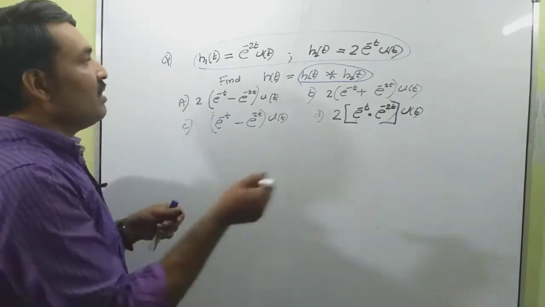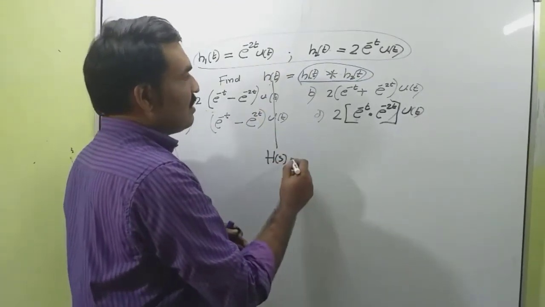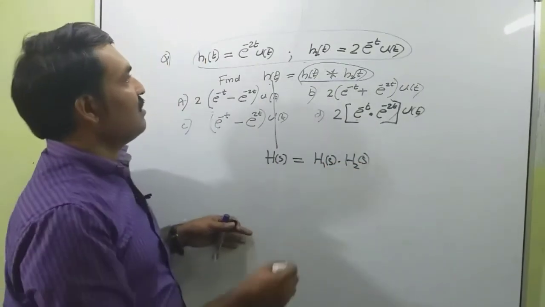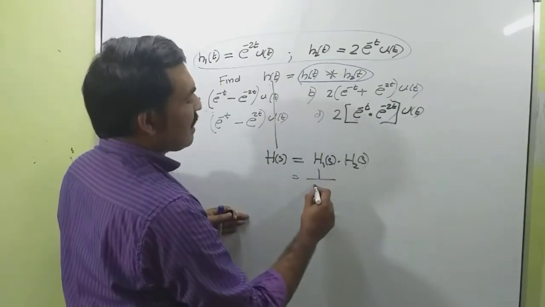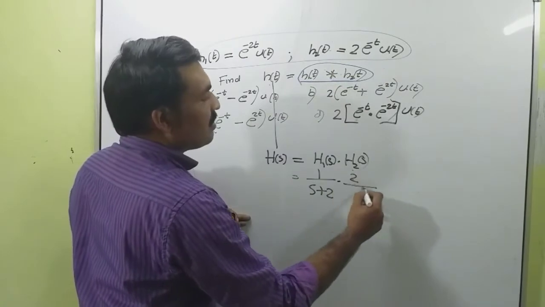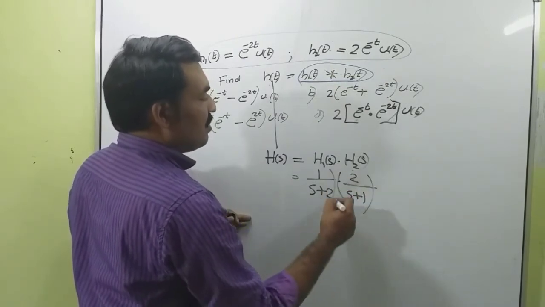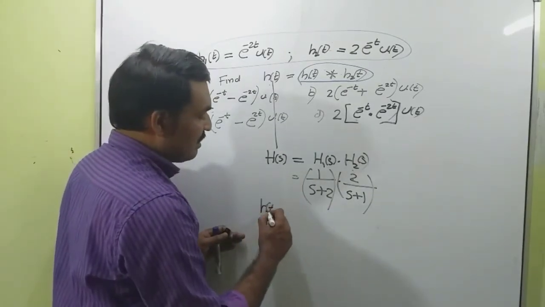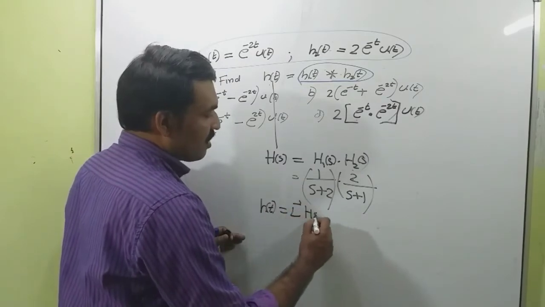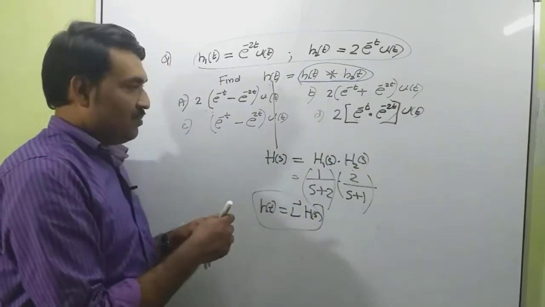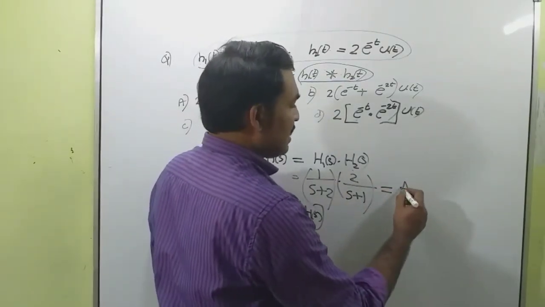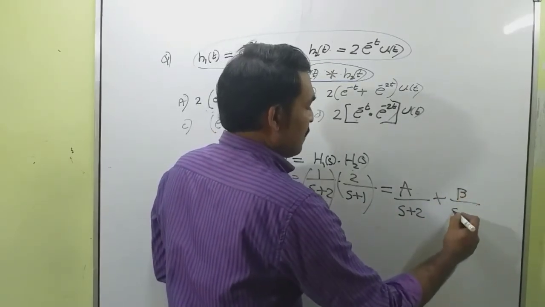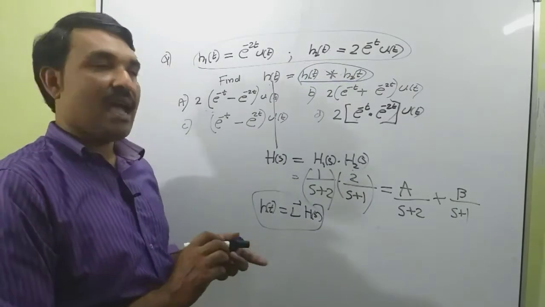Now we know that H(s) is equal to H1(s) into H2(s). So H1(s) is equal to 1 divided by s plus 2, and H2(s) is 2 divided by s plus 1. Now we want to find the inverse Laplace transform of H(s), that is, h(t) is equal to L inverse of H(s). Now we can write this in partial fraction form, that is, A divided by s plus 2 plus B divided by s plus 1. Find the values of A and B.